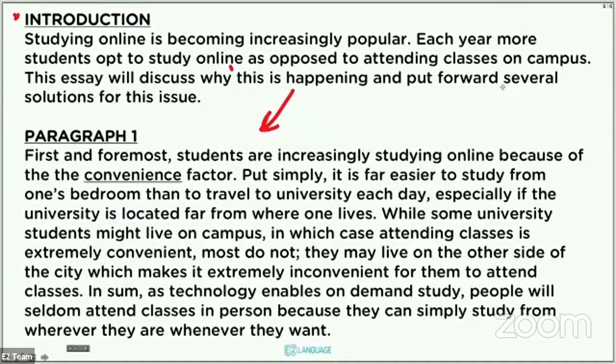First and foremost, students are increasingly studying online because of the convenience factor. I've just written "that" twice there, that's a mistake. So convenience. Okay, this opening sentence needs to be broad yet specific, if you know what I mean there. It needs to focus on one idea only, okay? You can't say students are studying online because it's convenient and affordable. That's going to be problematic, because then in your paragraph, you're going to have to write about convenience and affordability. You don't want to mix your paragraphs. You just want to say students are studying online because it's convenient, and you stick to one idea per paragraph.